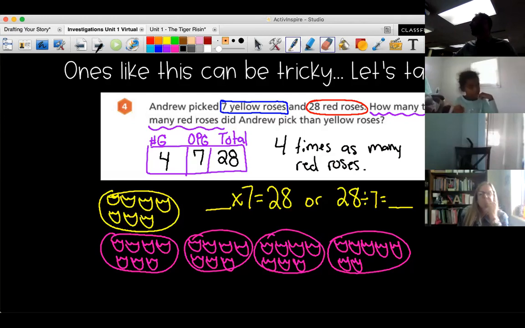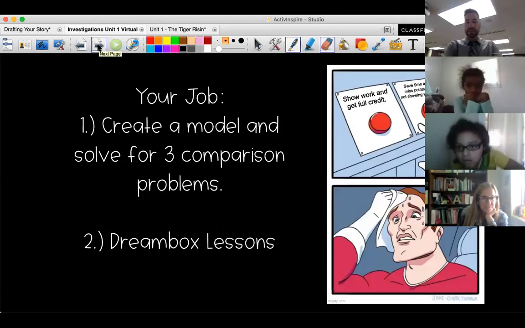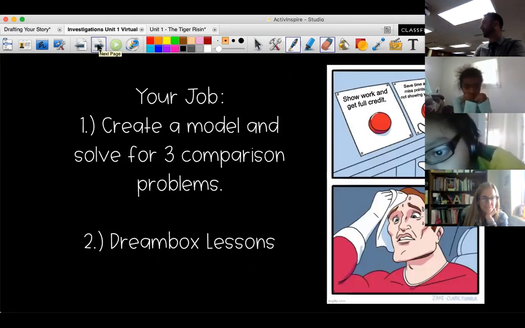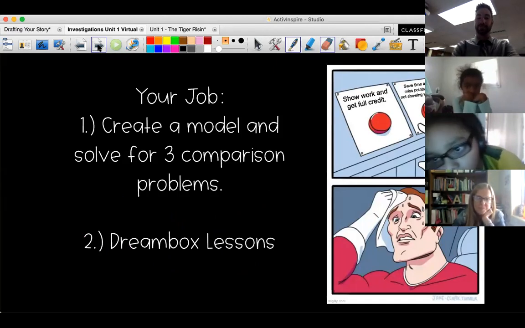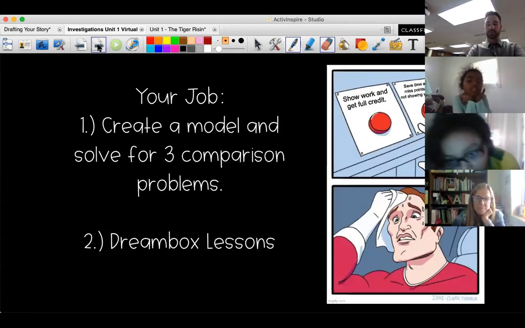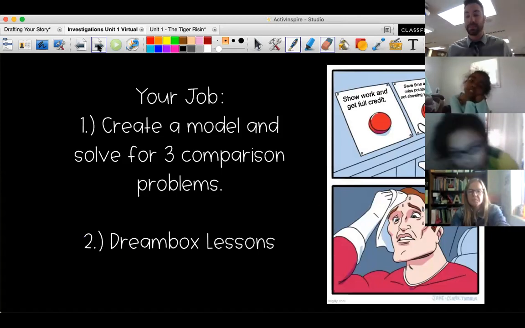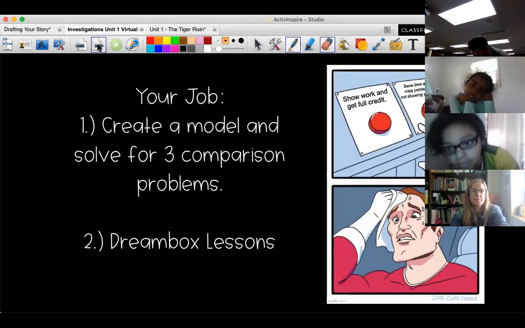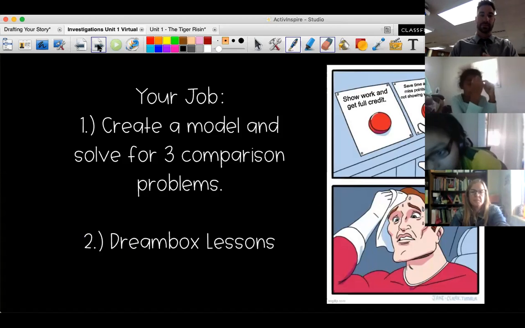All right, your job today is to create a model or a picture and solve 3 comparison problems. Notice my funny little meme to the side. It's the little guys deciding which button to press. It says show all work and get full credit, or save time. Students who turn their work in without showing work or explaining answers are missing points on assignments. They're getting the right answers, but they're missing points for not doing that second piece of work. So make sure you're showing your work and showing us how you got that answer, okay?